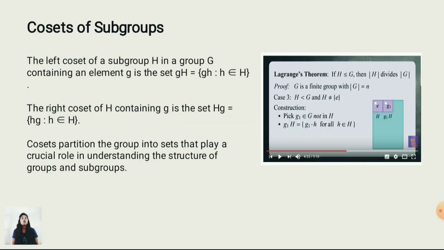Cosets of subgroups. The left coset of a subgroup H in a group G containing an element g is the set gH, equal to the set of gh such that h belongs to H. The right coset of H containing g is the set Hg, equal to the set of hg such that h belongs to H. Cosets partition the group into sets that play a crucial role in understanding the structure of groups and subgroups.